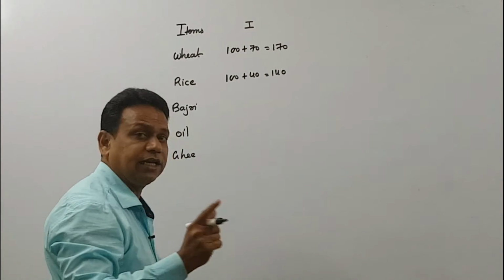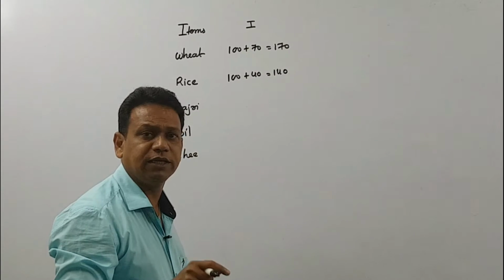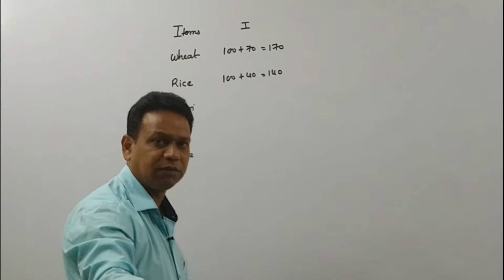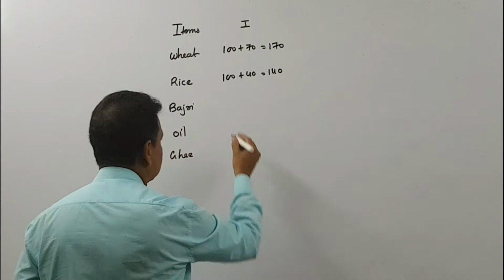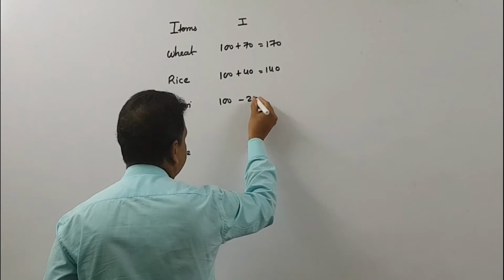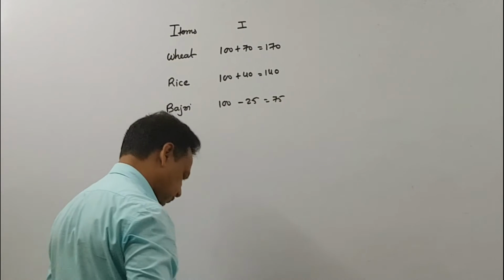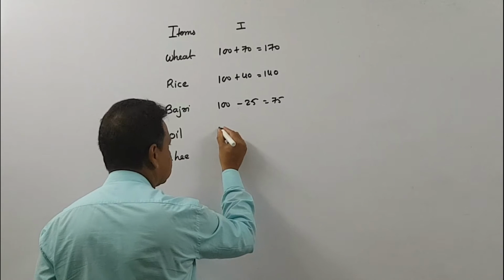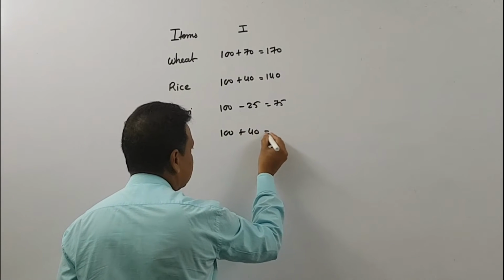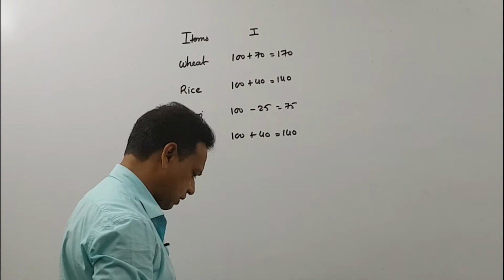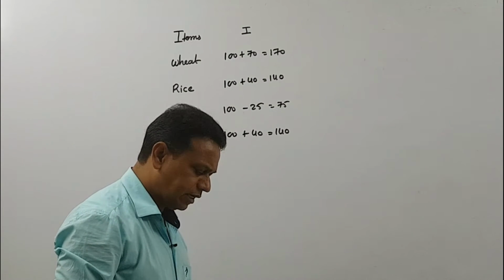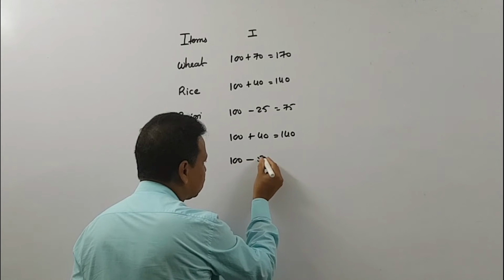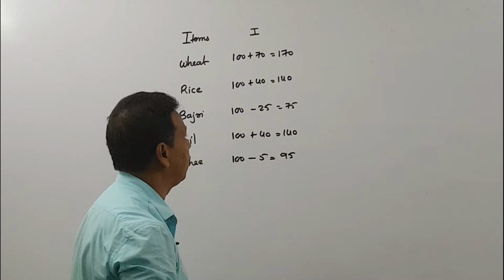Price of bajri decreased by 25%. Decreased, what does it mean? The price fell down. That means the index number is 100 and now the price is down, so we have to subtract 25. So 100 minus 25, that is 75. Price of oil increased by 40%. Again increased, 100 plus 40, it is 140. Then price of ghee decreased by 5%, that is 100 minus 5, it is 95.